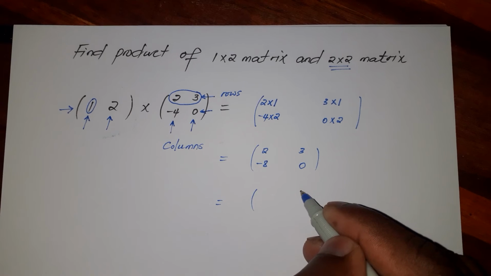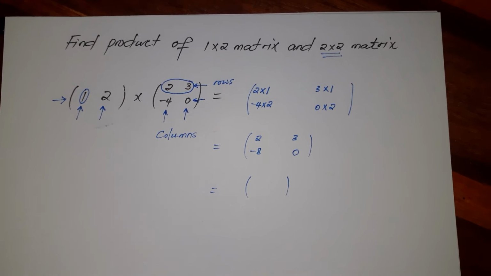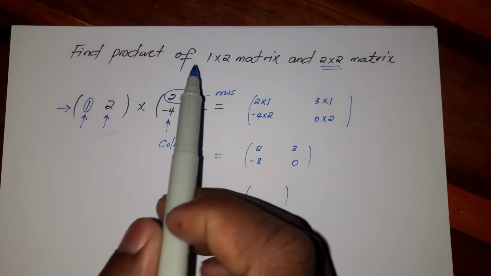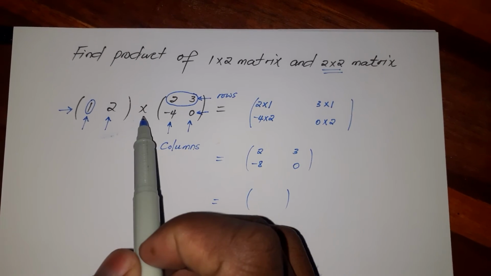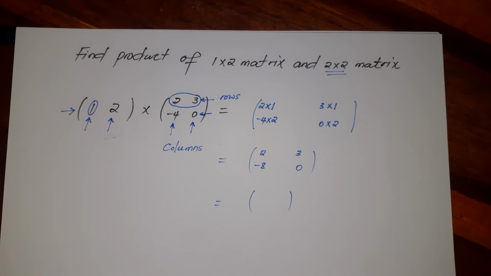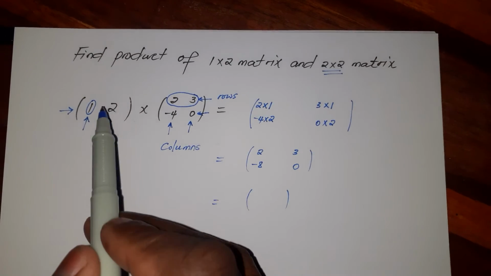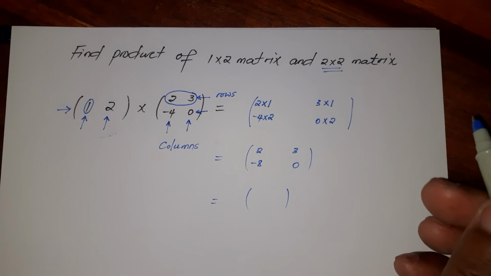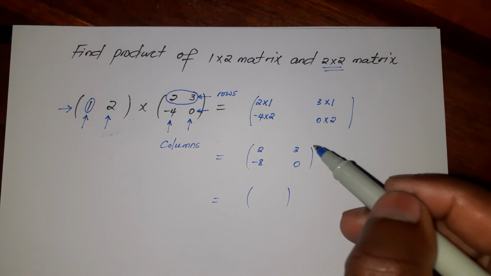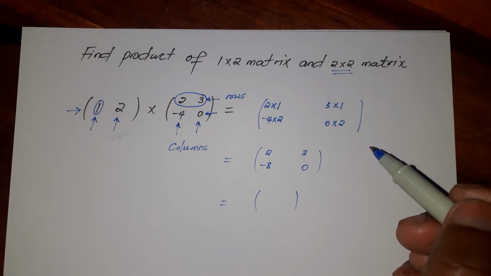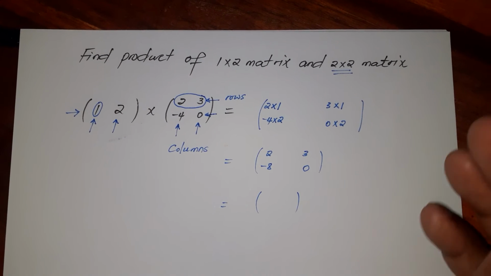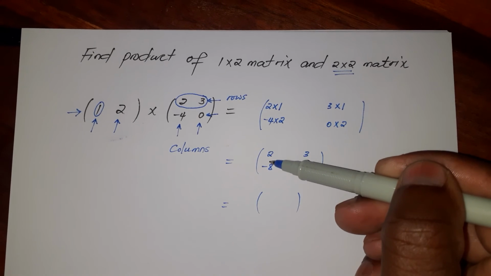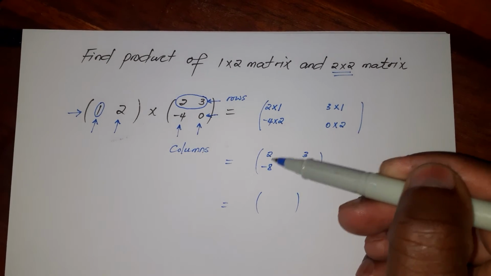Now we are not done. Whenever you multiply 1 by 2 matrix by 2 by 2 matrix, the final answer, leave it in this form, 1 by 2. Although we have 2 by 2 matrix here, we have to leave the answer in 1 by 2 matrix. Now how do we do it? What we are going to do here, we are going to add these 2 numbers.